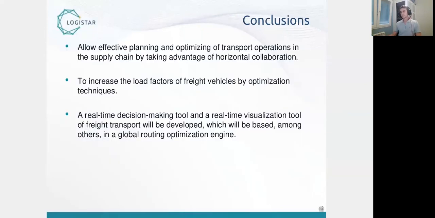So all in all, the LOGISTAR project deals with the effective planning and optimization of complex transport operations, taking advantage of horizontal collaboration and cooperation between companies. For this, it delivers a real-time decision-making tool and a real-time visualization tool of freight transport, which will be based, among others, on a global routing optimization engine. It is also one of the objectives of LOGISTAR to increase the load factors of freight vehicles by optimization techniques. And for this, LOGISTAR models several KPIs which are optimized in the process.